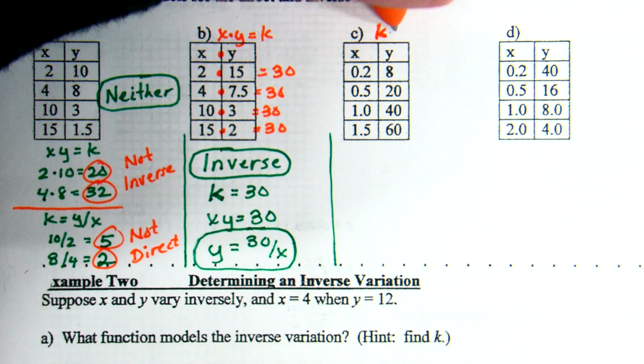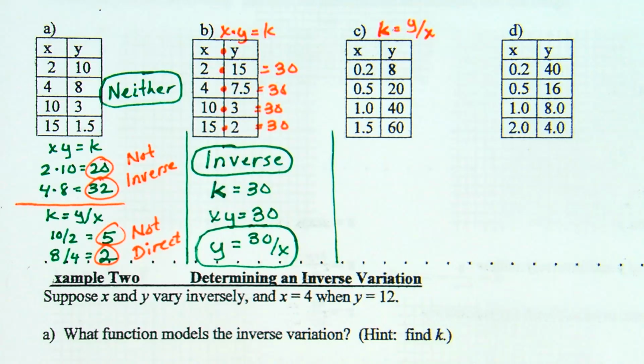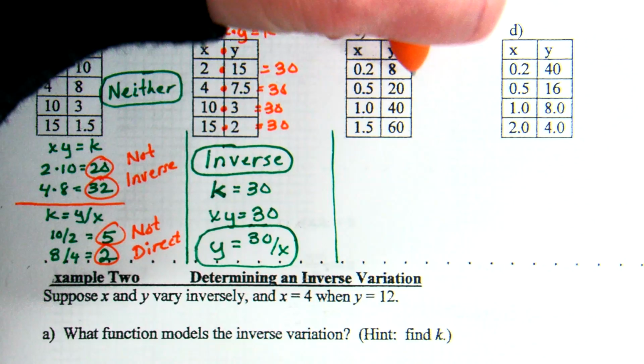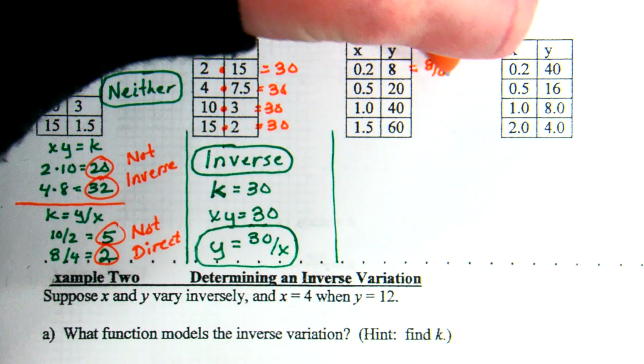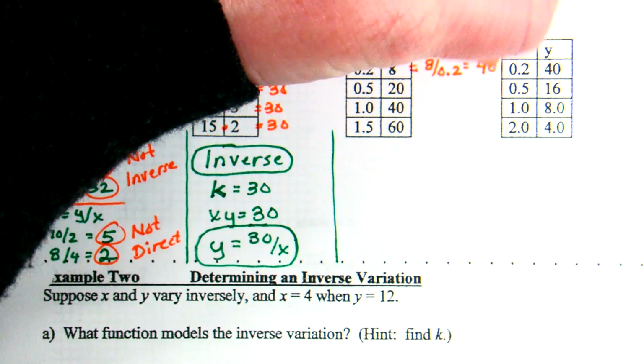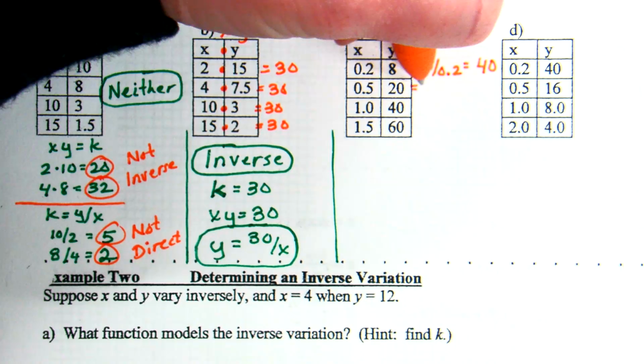If we're going to try this as dividing, then the idea is k is going to be equal to, which way do we divide? Y over x. And I get it. If y divided by x gives me a constant number, so does x divided by y, but it won't give you the right k, and that's important. So let's check each of those. In the first set, y divided by x, so 8 divided by 0.2. What is 8 divided by 0.2? 40.